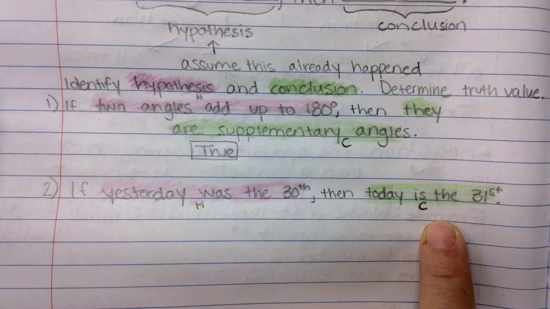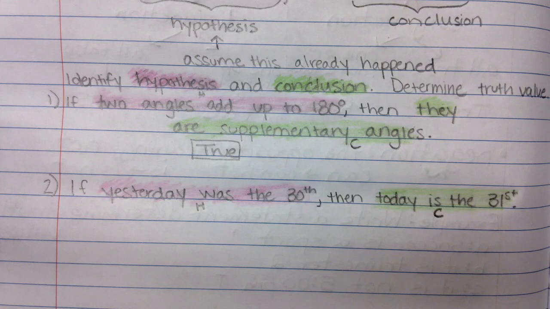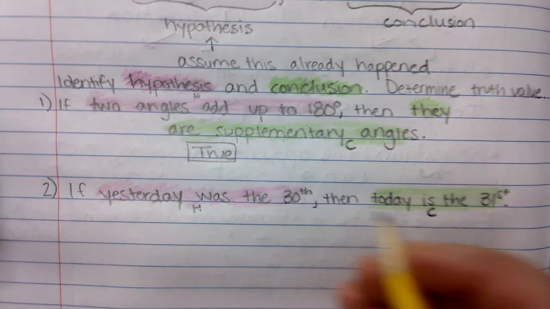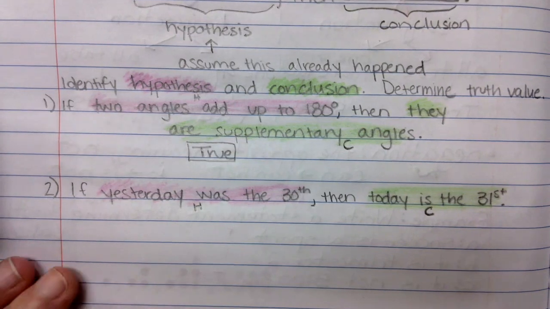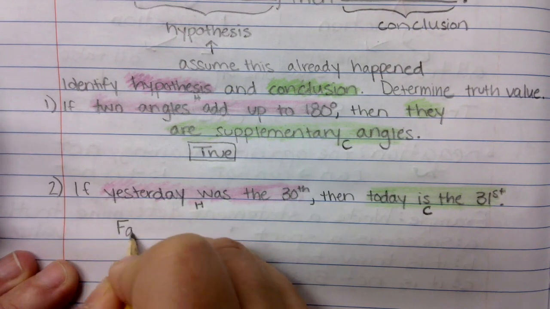Yeah, maybe it's the first of a new month. Do all months end on the 31st? Nope. Does anyone know a month that ends on the 30th? September. September, October, November ends on the 30th, right? Okay. So is this always going to be true? No. So if it's not always true, if we can come up with one counterexample, we're going to say false. And we're going to say why that is false.